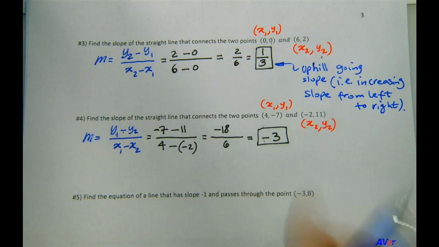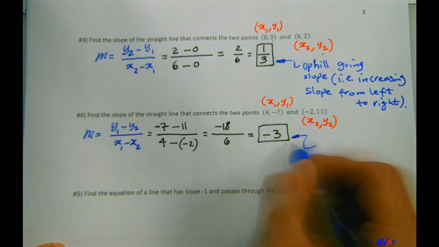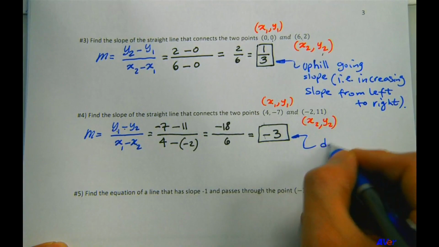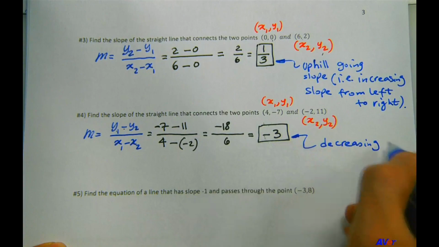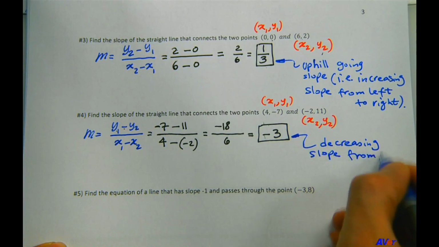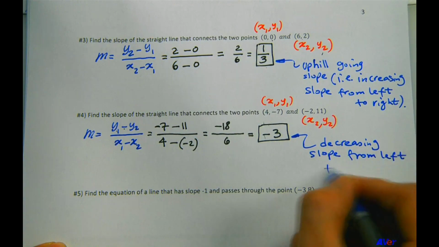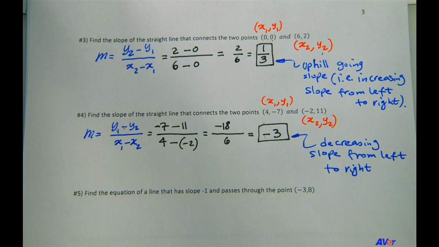How about this one? Well, that one, it's a downhill going slope. So this is a decreasing, because it's negative, decreasing slope from left to right. By the way, in the graph of every equation, we read the slopes going from left to right.